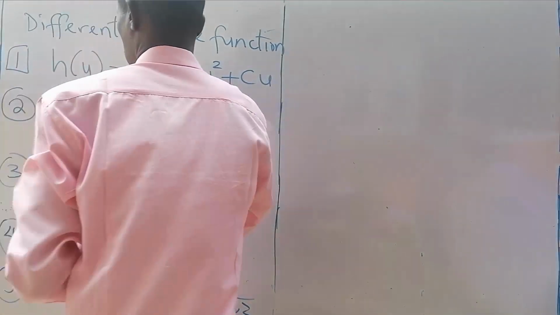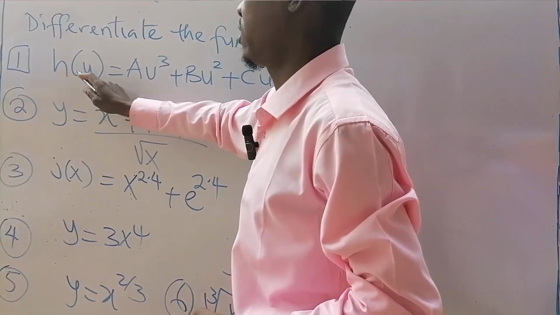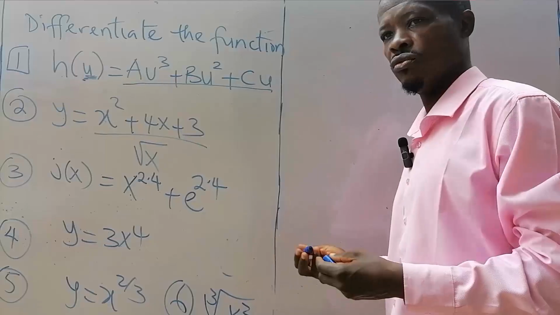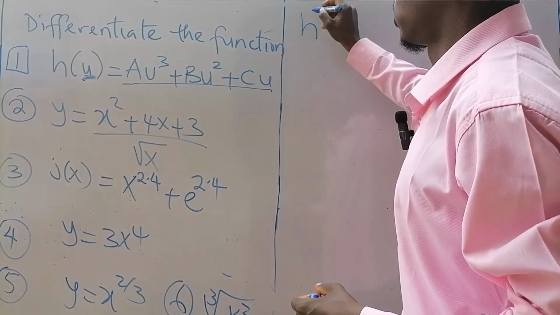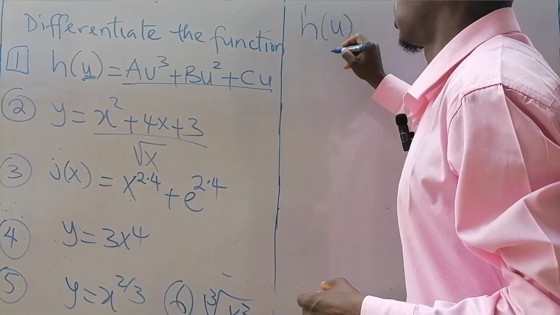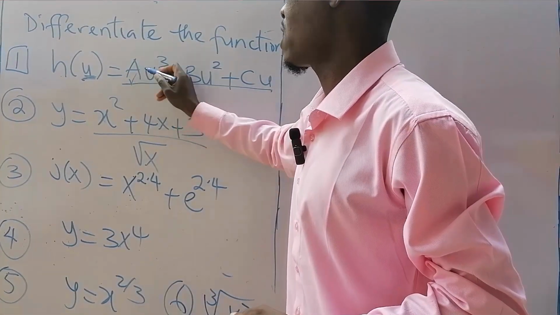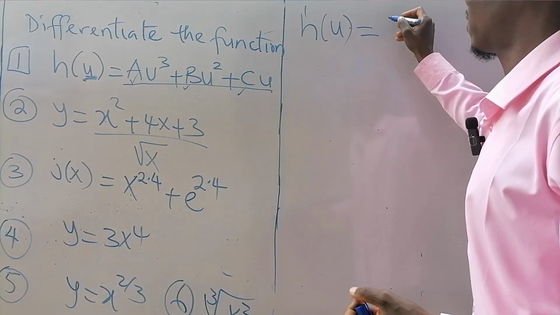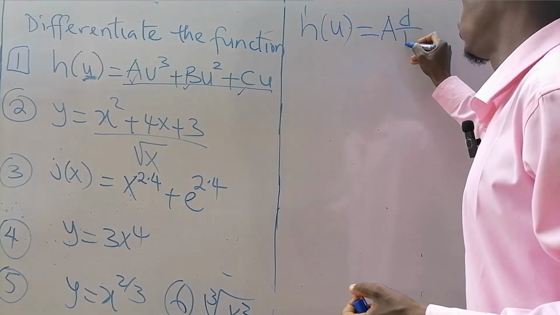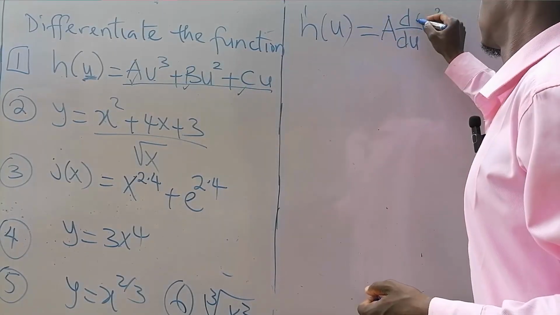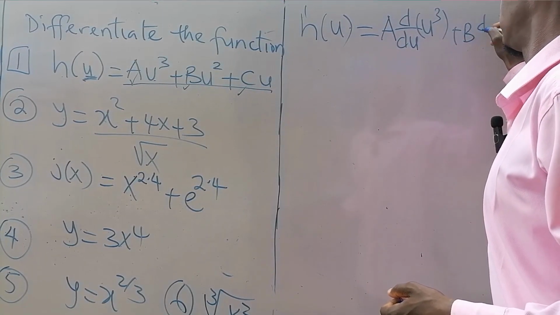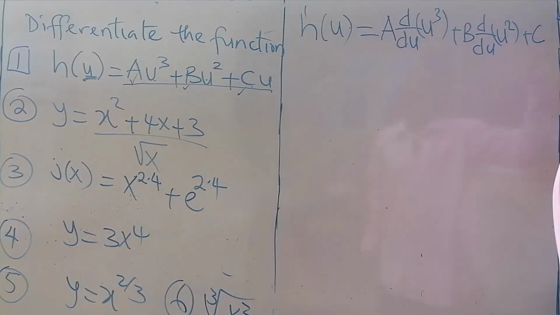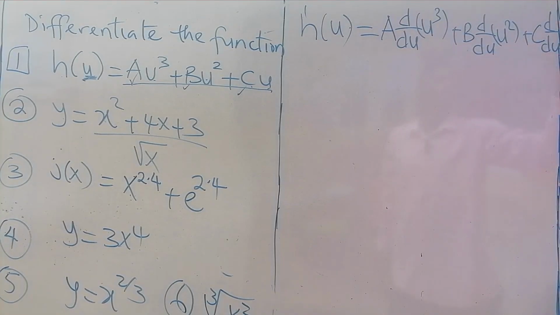The first one: you see h is a function of u, so this equation is written in terms of u. The prime means it's the differential of that function. So a, b, c are just constants. If I want to do that, I can take the a outside, and that will be d/du of the first one, then plus b d/du of the second one, u squared, plus c, the constant, d/du of u, and this will be equal to what?